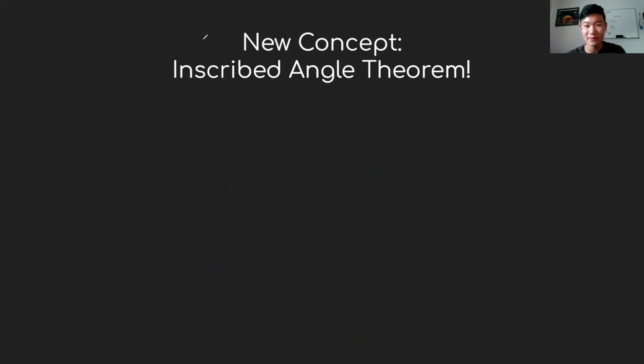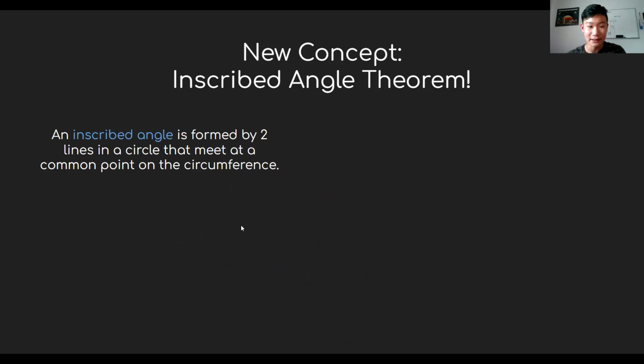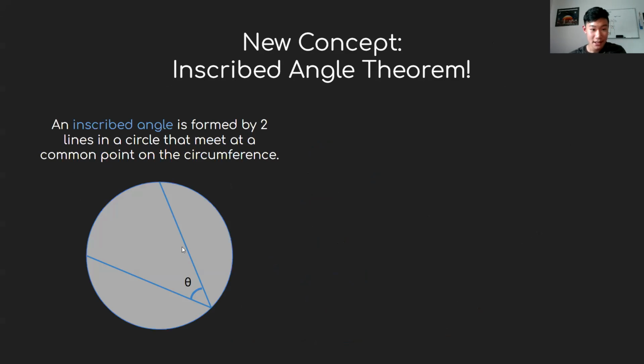So what is an inscribed angle? Well, an inscribed angle is formed by two lines in a circle that meet at a common point on the circumference. Okay, what does that mean? Well, let's take a look.